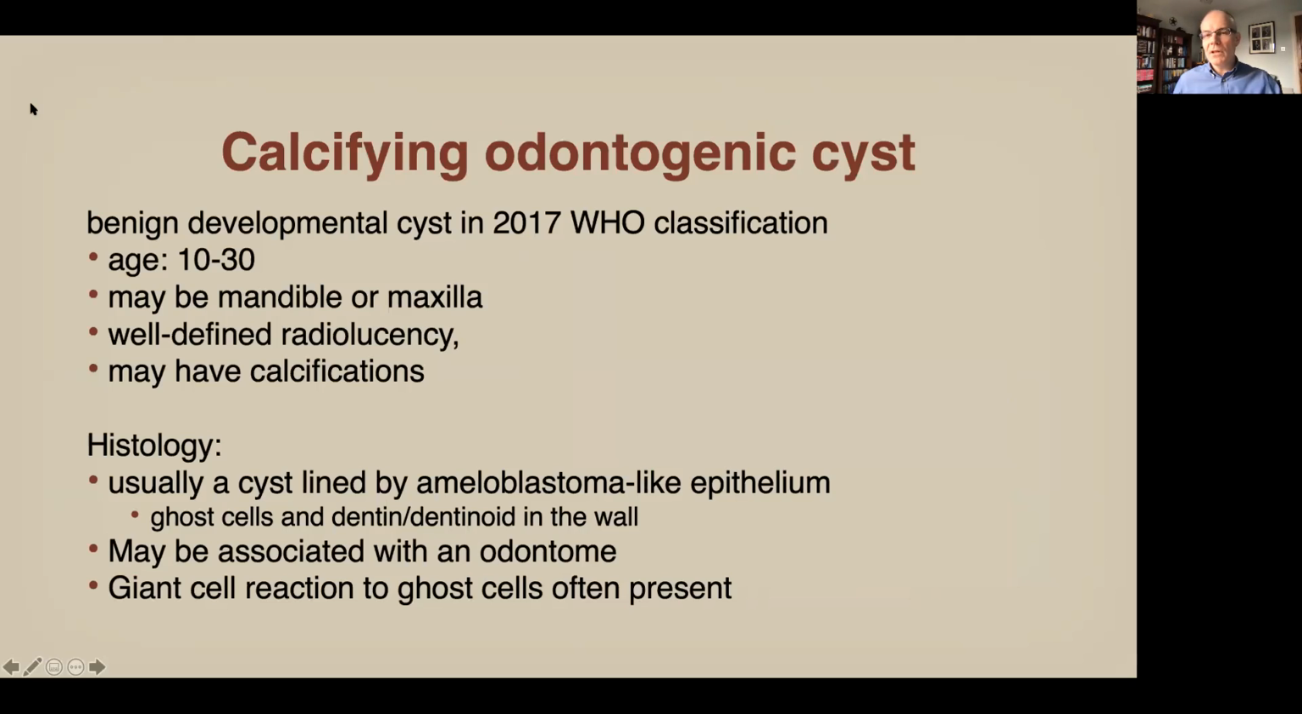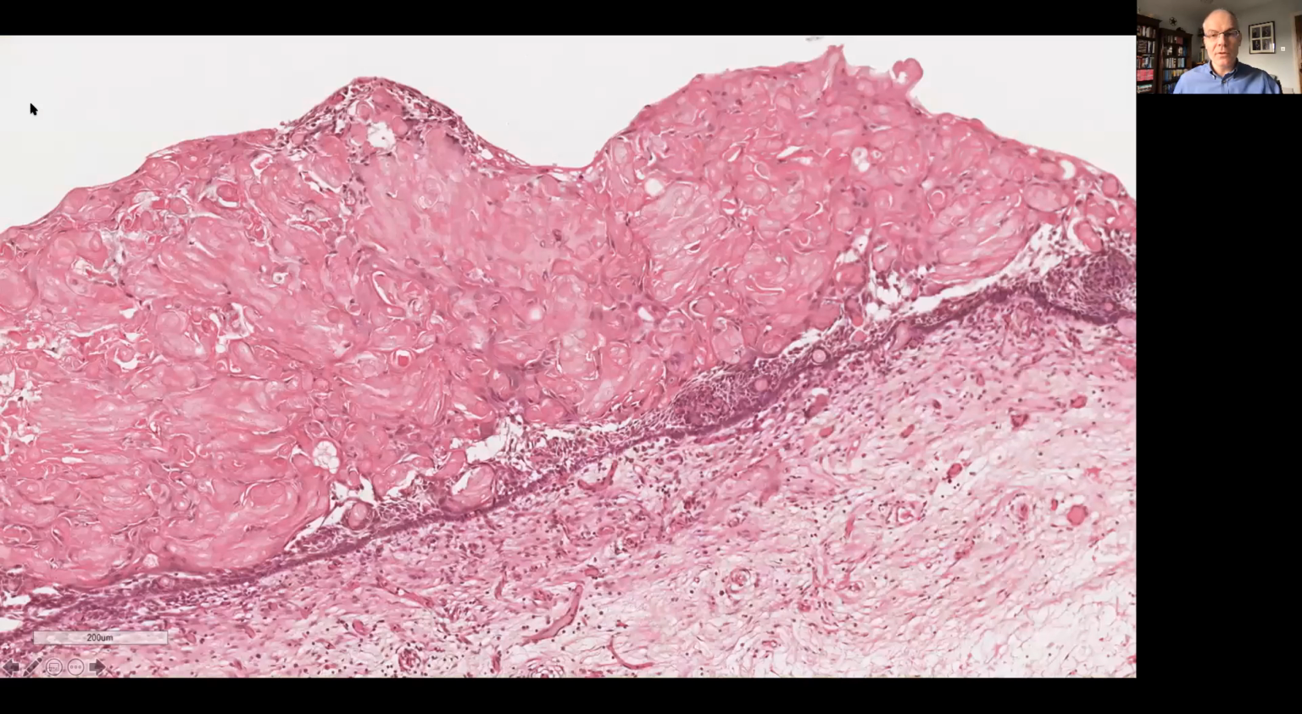The classic example of a lesion with ghost cells in the jaws is the calcifying odontogenic cyst, which has been returned in the 2017 classification to a benign developmental cyst, which is present largely in younger patients in either jaw and can have calcifications on radiology. In histology, the lining tends to be quite ameloblastomatous, but has areas of ghost cells, may also have production of a dentinoid type material, and very often they're associated with an odontome, although not always.